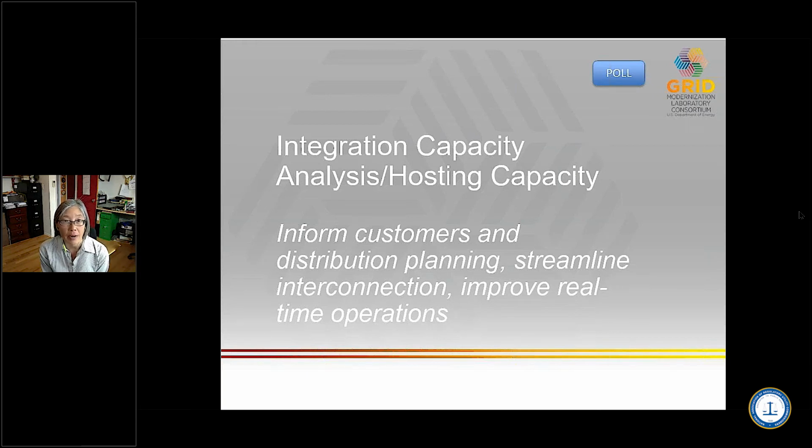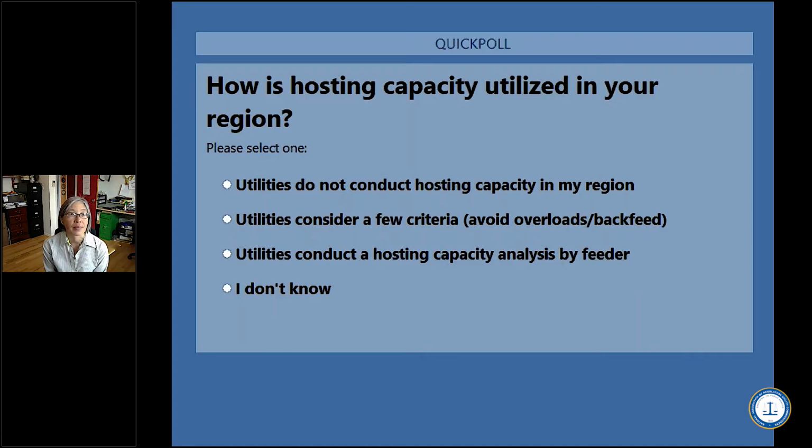At this point, Carrie, do you want to put the poll up? So I just wanted to get a sense of how hosting capacity might be used in your region.